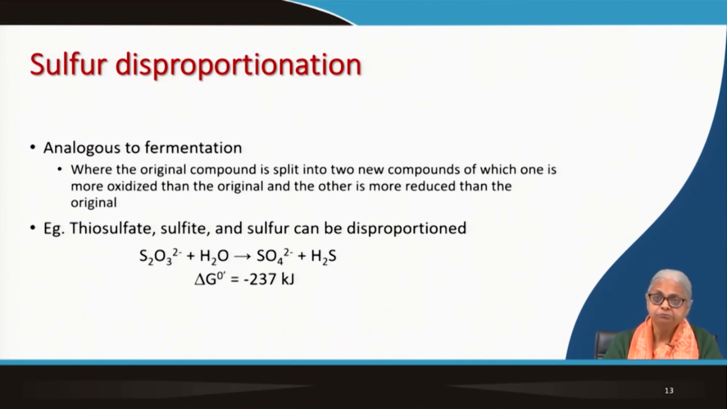Similarly here, at the reduced end of the sulfur oxidation states, you have sulfide. At the most oxidized end, you have sulfate. What is in between? We have thiosulfate and elemental sulfur that are in between. So either of them, thiosulfate, sulfite and elemental sulfur, can be disproportionated. Disproportionated means part of it will be oxidized and part of it will be reduced. So that is called disproportionation. It's similar to what we saw in fermentation.